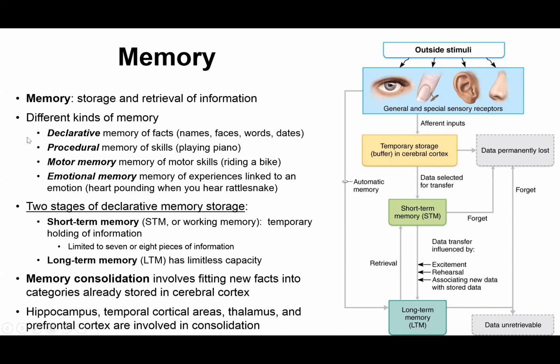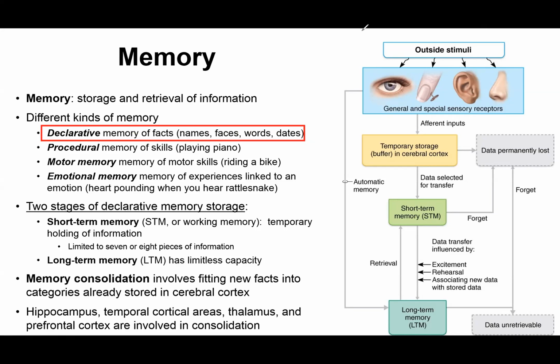So in terms of declarative memory, because this is one that I think we're all super interested in as students of people, you know, in education. So declarative memory, the memory of facts like names and faces and words and dates, or maybe the names of all the muscles or the names of all these different brain regions. This particular memory involves two different stages.